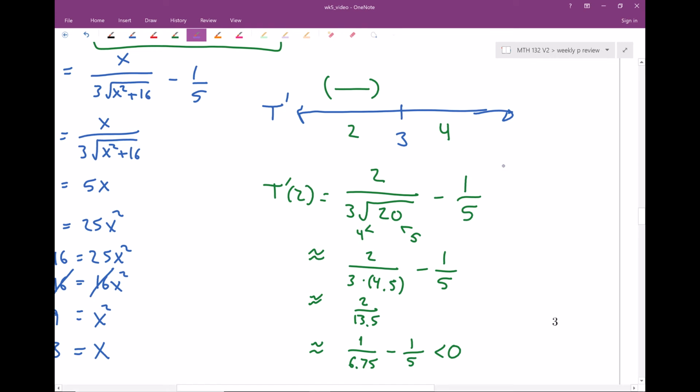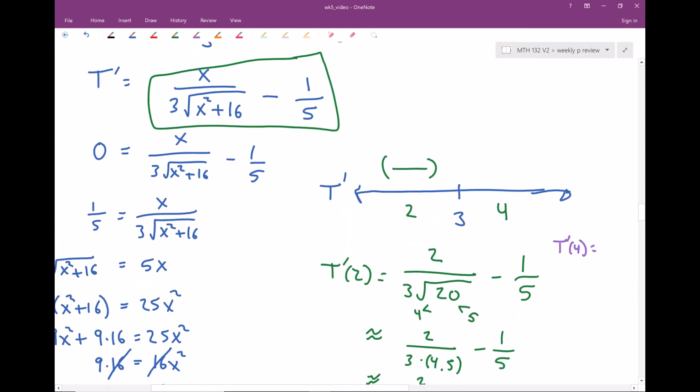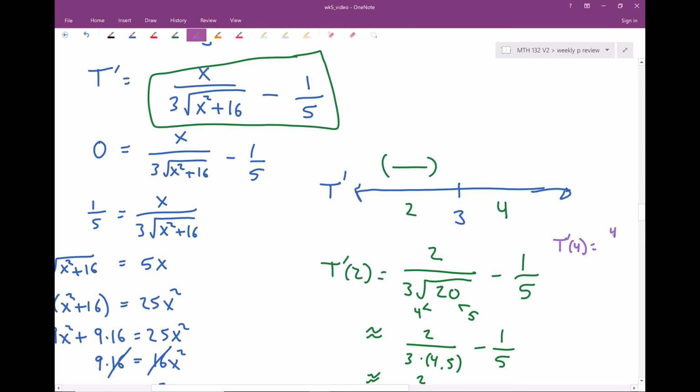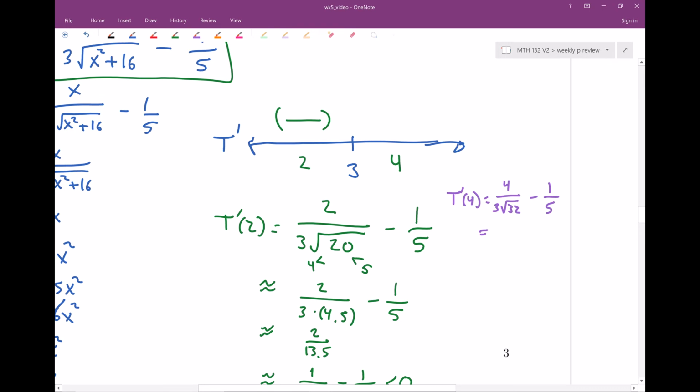So if I plug in 4, t prime of 4, again, I'm going back to my derivative up here, which I have circled. So when I plug in 4, I'm going to have 4 divided by 3 times the square root of 16 plus 16, that's going to be the square root of 32, minus 1/5. Okay, so again, this one we're going to approximate here. I'm going to say the square root of 32 is around the square root of 36. The square root of 36 would be 6. So I'm going to have 4 divided by 3 times 6 minus 1/5.